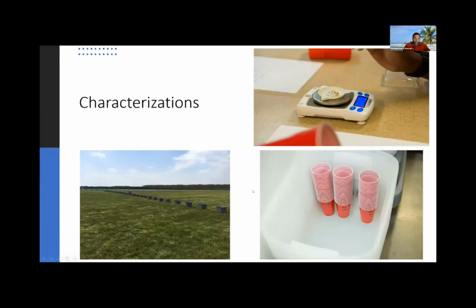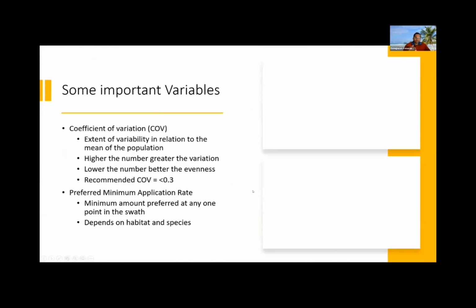Now, some of the important variables that go with these characterizations. Coefficient of variation. I'm sure many of you would have heard about coefficient of variation, but that is actually an important variable when you're doing these larval granular characterizations. What does it measure?